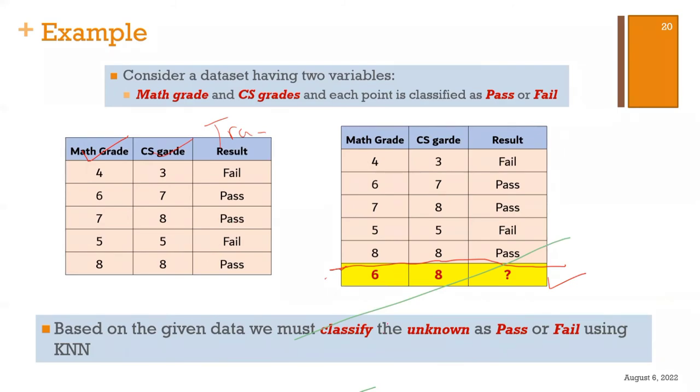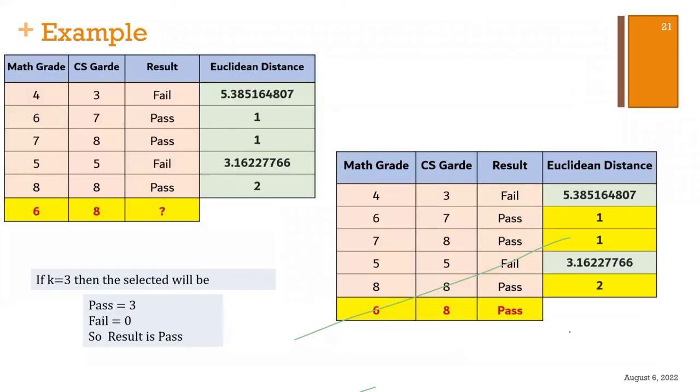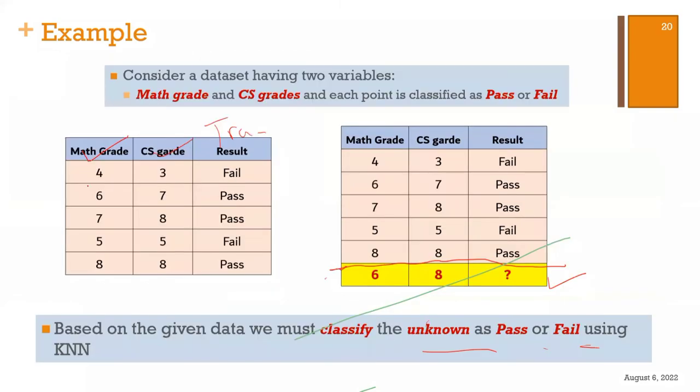So based on the given data, we must classify the unknown as pass or fail using KNN. Now, how do we do it? You find the distance. You calculate the distance between this person and the test set. Let's pay attention. What is the distance between this person and this person and this guy? This one is 4, this one is 6. Let's say we're going to use Euclidean distance.